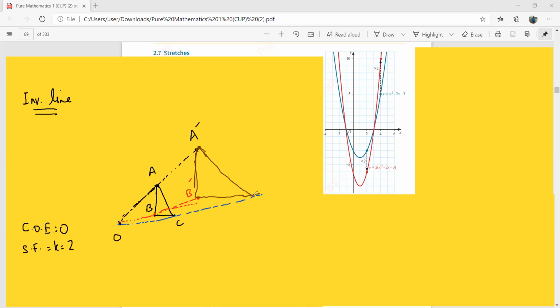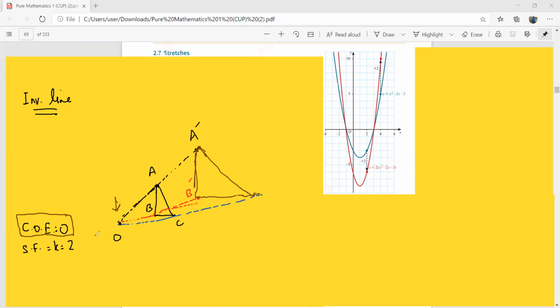If I had used a ruler, then you could have seen that this side could have been longer. Anyhow, the point is that you are determining the distances of the object and the image from the center of enlargement. I hope you have recalled the term center of enlargement, because you have done this in your O levels. Have you been able to recall what we mean by center of enlargement?